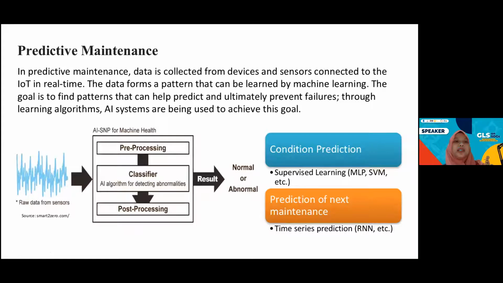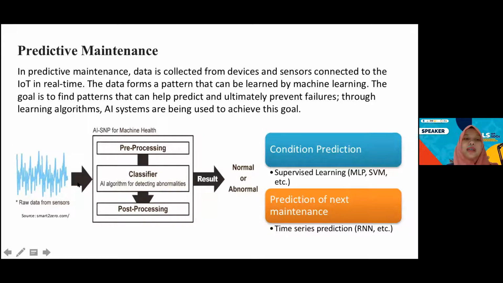And then what is predictive maintenance? In predictive maintenance, data is collected in real time from devices and sensors connected to the IoT. The data forms a pattern that can be learned by machine learning. The goal is to find patterns that can help predict. The pattern could be unique in each sensor, so every sensor reports its conditions to the database server, and ultimately we prevent failures through the learning algorithms. So AI systems are being used to achieve this goal.